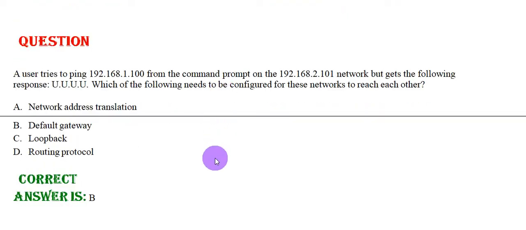A user tries to ping, please look at the number, from the command prompt to the given network, but gets the following response. Which of the following needs to be configured for these networks to reach each other? Option A, network address translation. Option B, default gateway. Option C, loopback. Option D, routing protocol. The correct answer is option B.